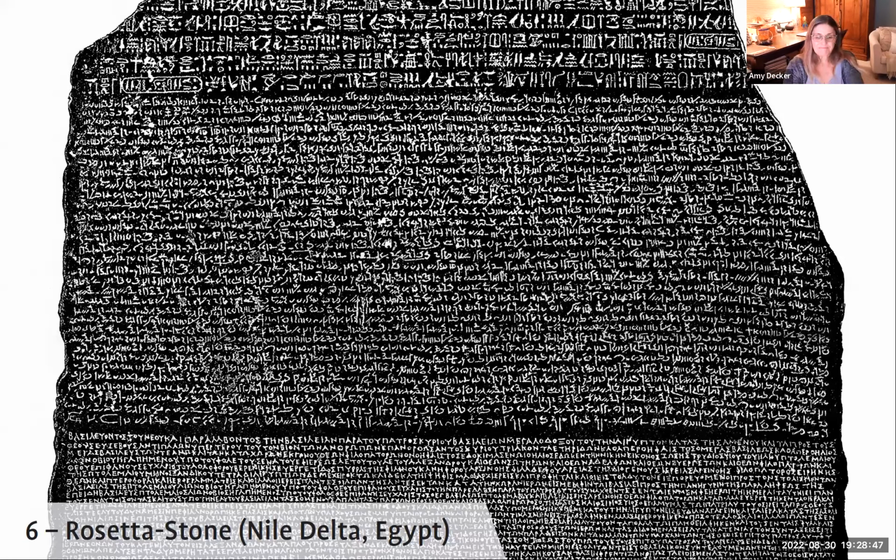So then we get to the Holy Grail, if you will. It's called the Rosetta Stone. And we are seeing the 3 different languages in our Rosetta Stone. Oh my gosh, I've lost my spot on my notes here.